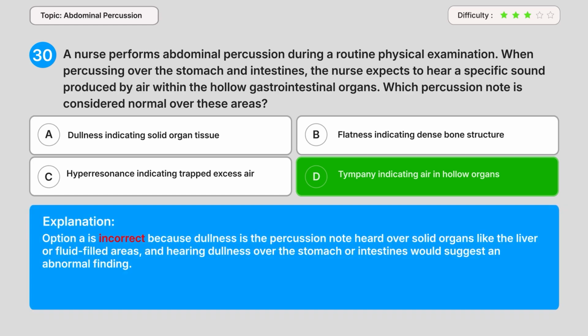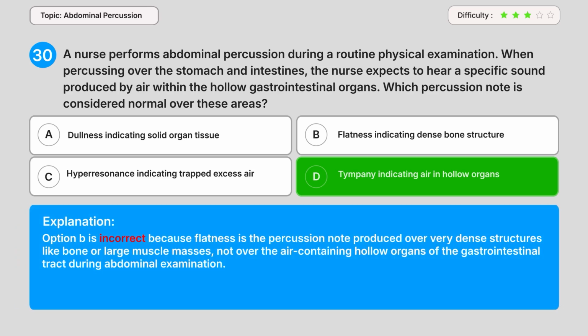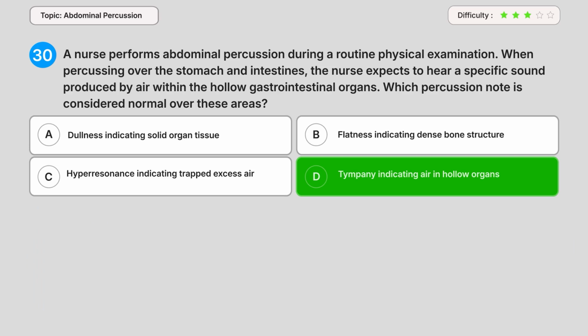Option A is incorrect because dullness is the percussion note heard over solid organs like the liver or fluid-filled areas, and hearing dullness over the stomach or intestines would suggest an abnormal finding. Option B is incorrect because flatness is the percussion note produced over very dense structures like bone or large muscle masses, not over the air-containing hollow organs of the gastrointestinal tract during abdominal examination.